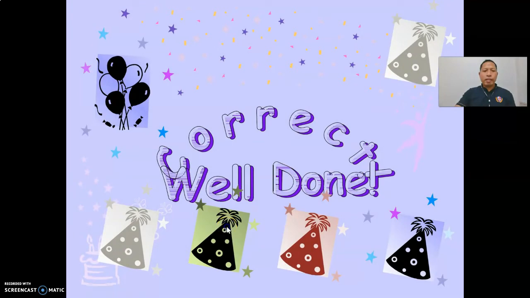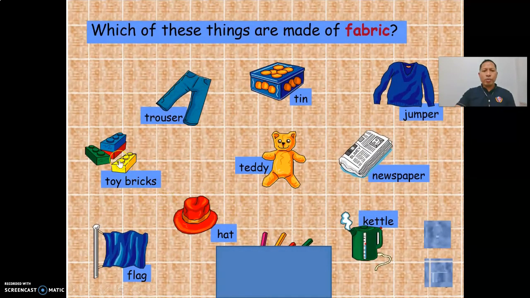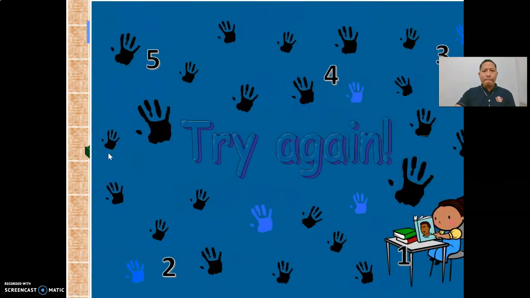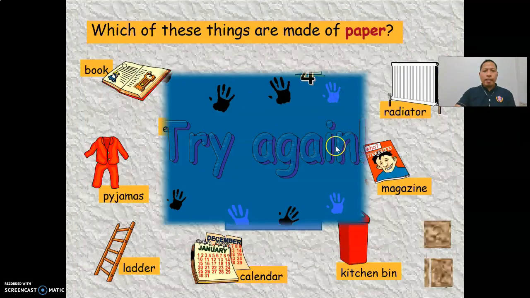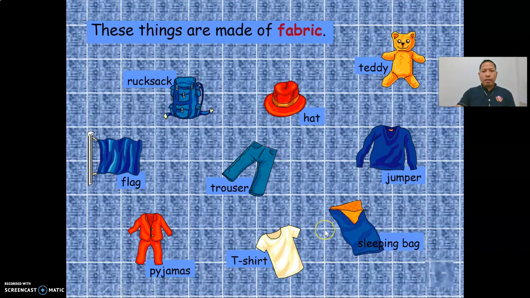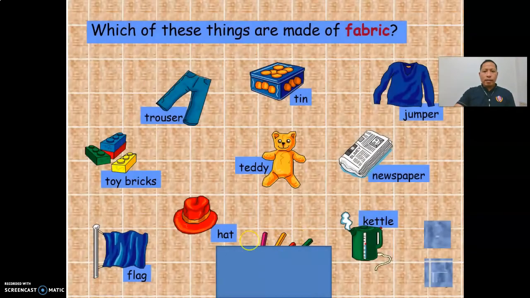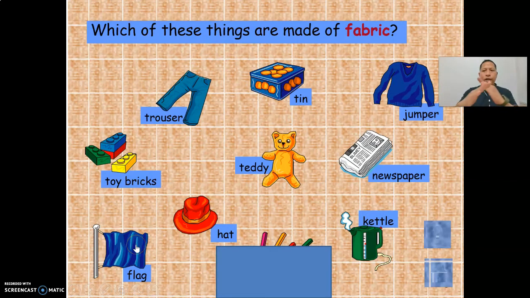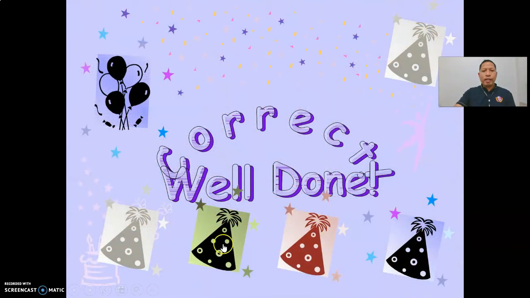Well done. Next. How about the toy bricks? Is this made of fabric? Yes or no? Three, two, one. Okay, next. Wait. How about the flag? Is the flag made of fabric? Yes or no? Three, two, one. All right, very good.